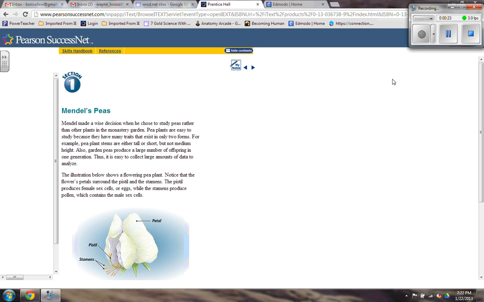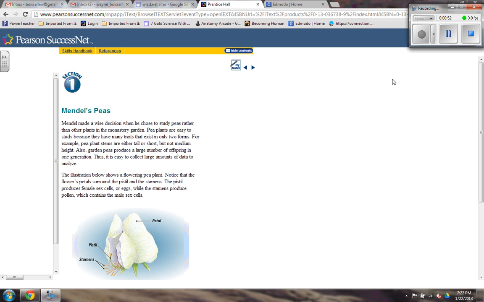For example, pea plant stems are either tall or short, but not medium height. Also, garden peas produce a large number of offspring in one generation. Thus, it is easy to collect large amounts of data to analyze. So in other words, the traits come in two forms. There's a table later on that you'll see, and because of that, it's easy to study. There were no in-between traits.